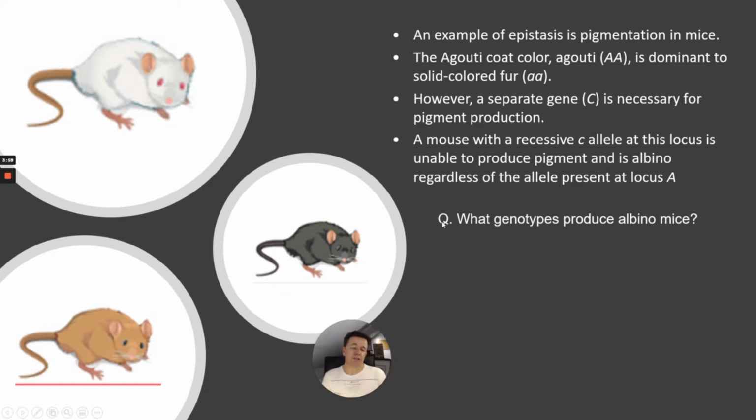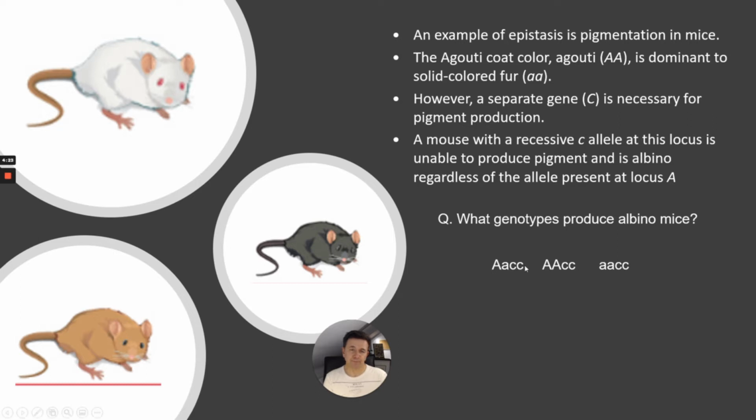So what genotypes produce albino mice? Well, as we've just said, it has to have the recessive c allele. It doesn't matter about the A alleles, so you would get that mix. Even though there are dominant A's, and even recessive a's, if there's a recessive allele c, then they will be albino.